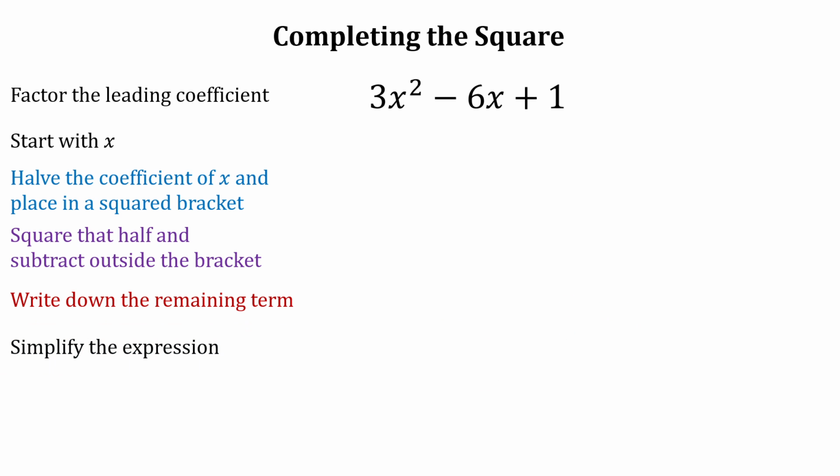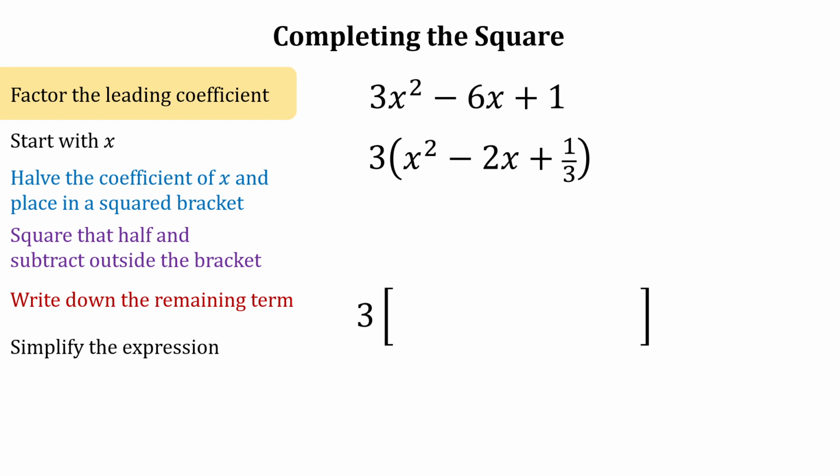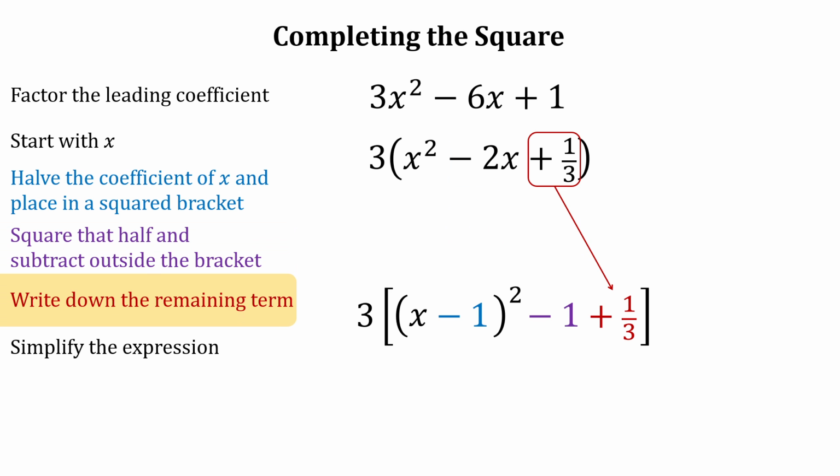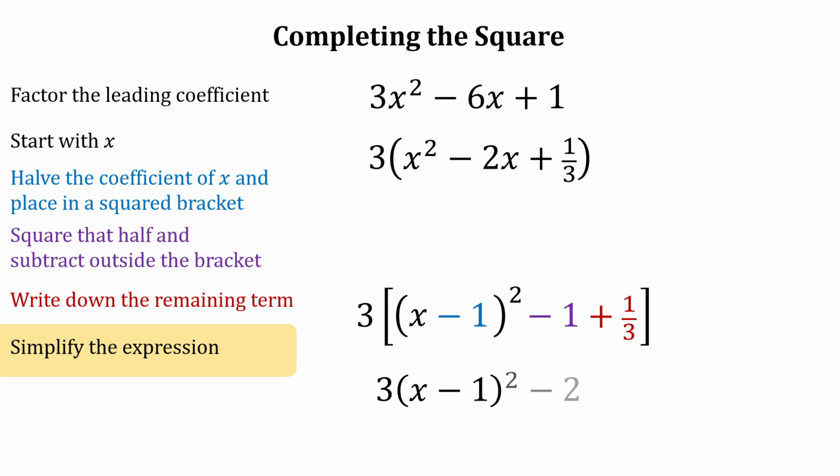Let's try this problem. First, factor the leading coefficient. Write 3, and inside the bracket, start with x. Halve the coefficient of x and place it in a squared bracket. Then, square that half and subtract outside the bracket. Next, write down the remaining term. Simplify the expression. The final answer is 3 times x minus 1 squared minus 2.